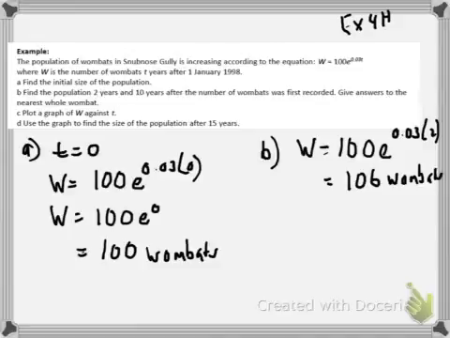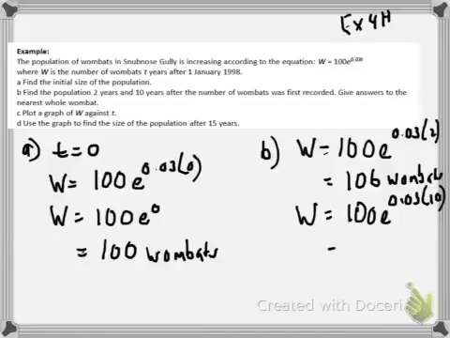For 10 years, W equals 100 e to the 0.03 times 10. And if you work that out, you get 135 wombats. So there we go. That's question B done. Next it says plot a graph of W against T.